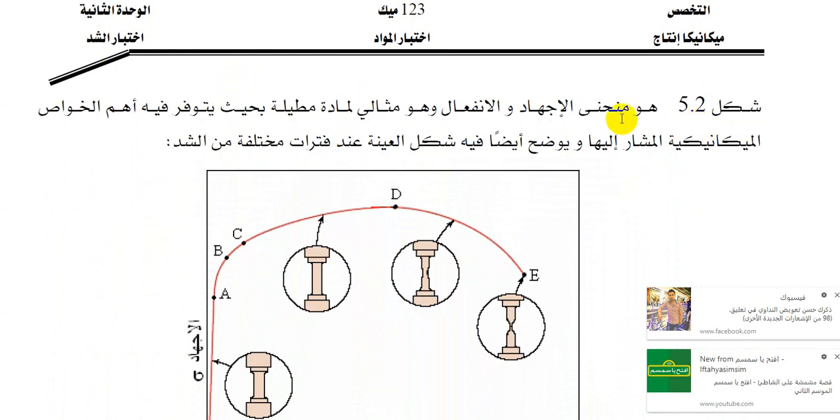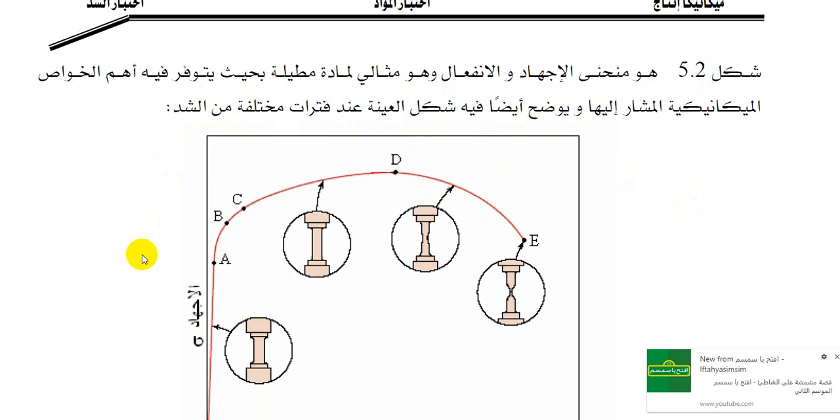Figure 4.2 illustrates the stress curve, which is optimal for ductile materials, highlighting the mechanical properties indicated, and it also explains the shape of the specimens at different points of the tensile curve.